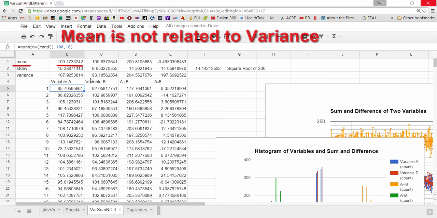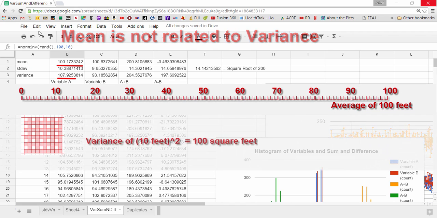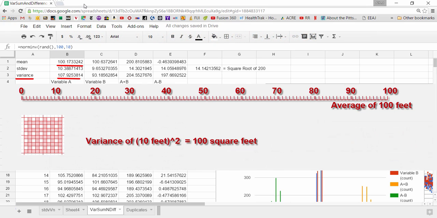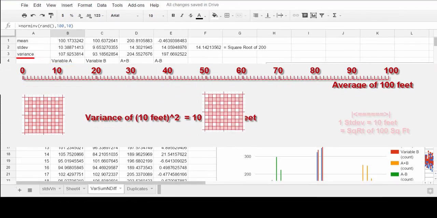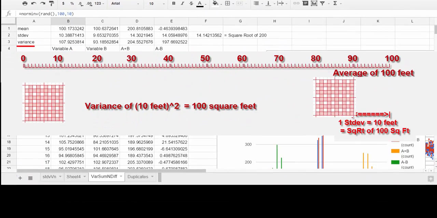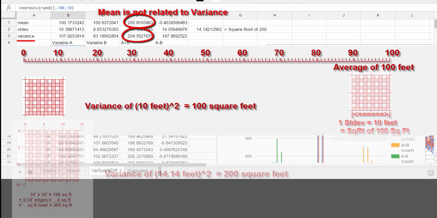For one thing, say for example the value of 100 for the average was in feet. Then the value of 100 for the variance would be in square feet. 10 feet times 10 feet. The standard deviation squared. Because variance is in terms of squared deviations. And notice that the standard deviation of variable A or B about the mean is the 10-foot length of any side of the square, which is the variance, which is 100 square feet total. So once again, the fact that the mean is 100 has nothing to do with the variance being 100.